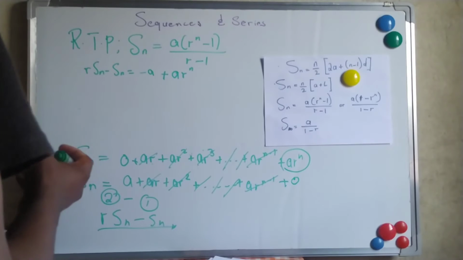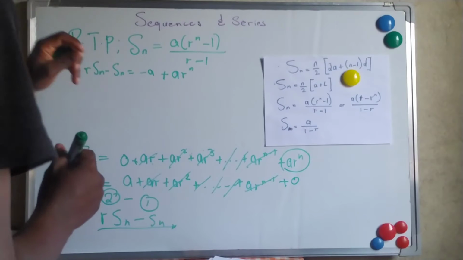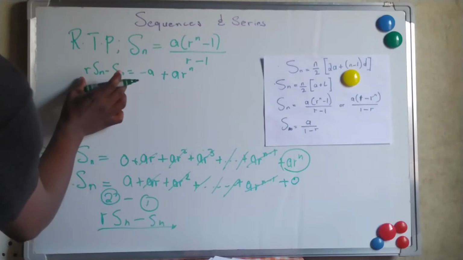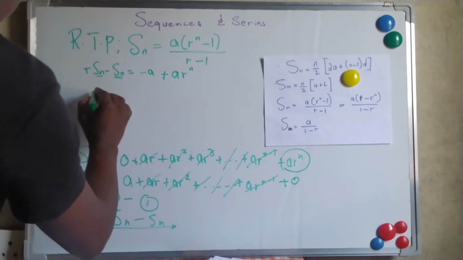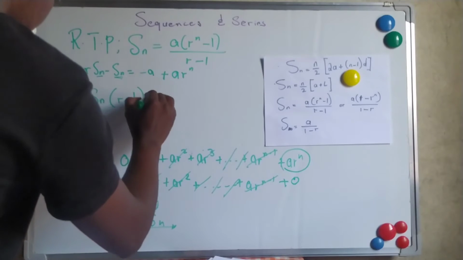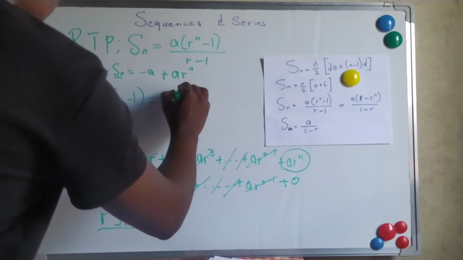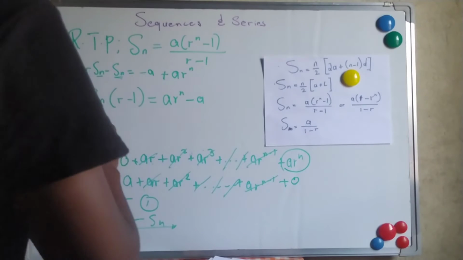What I'm going to do is interchange these and take out a common factor. Here we have a common factor which is Sn. So we take it out, and we have Sn times r minus 1 is equal to, and on this side, you take this to the front, you have ar to the n minus a.